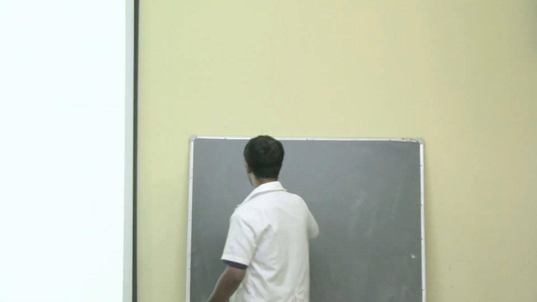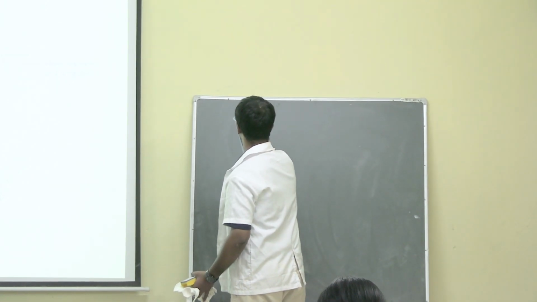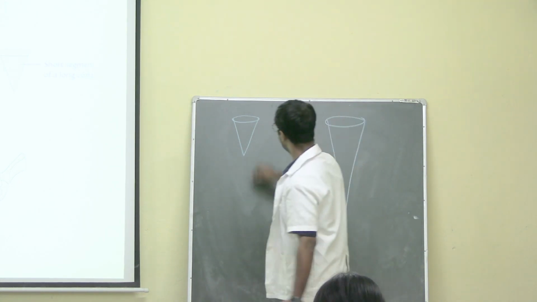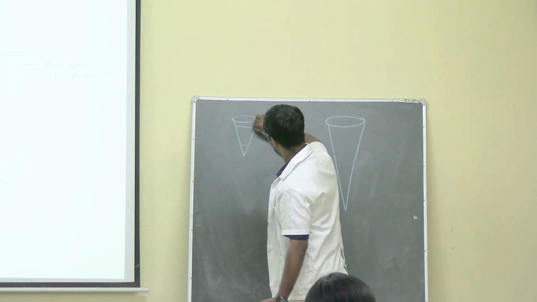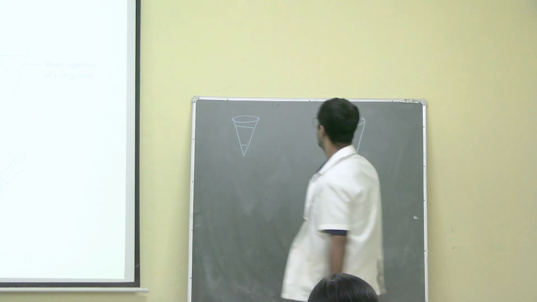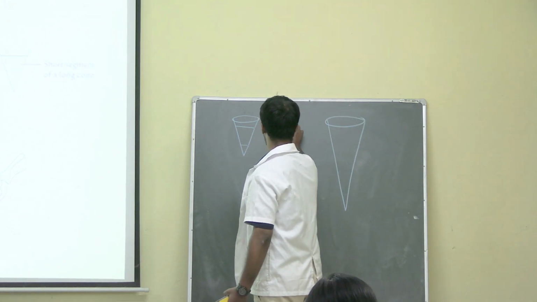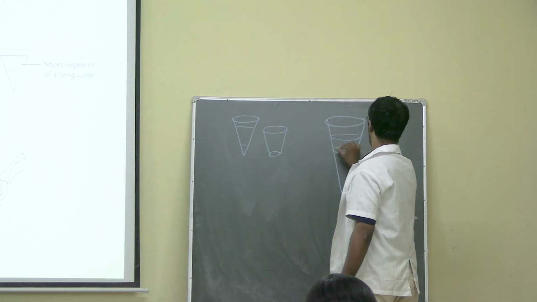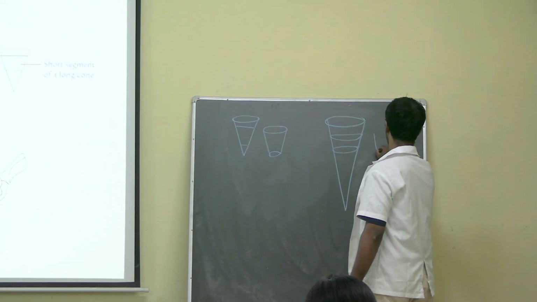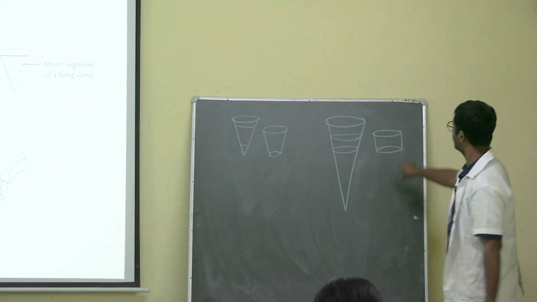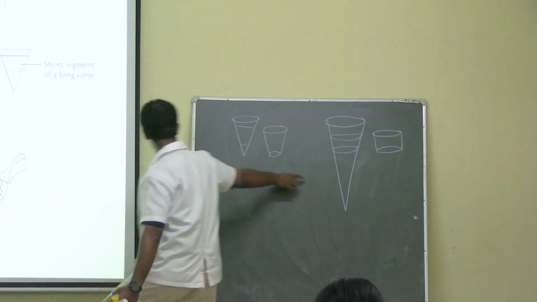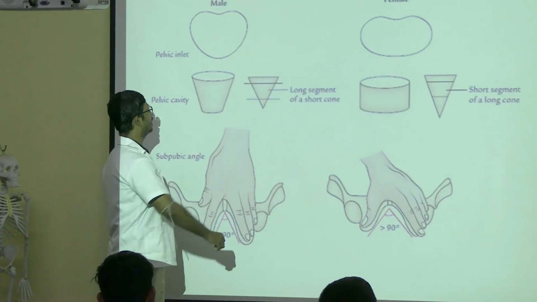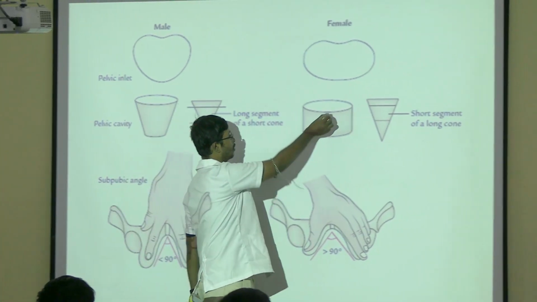What it has been meant by this? Suppose this is a short cone and this is a long cone. Now if I take long segment of a short cone, that is that one, I get a conical structure almost. But if I take short segment of a long cone, I get almost parallel side, and the pelvic inlet is more of a parallel. So it has been shown here. This is a female pelvis, this is a male pelvis. So this is male pelvis, that one is female pelvis. So in short, the male pelvis will be more of conical in shape, the female pelvis will be more of cylindrical in shape.